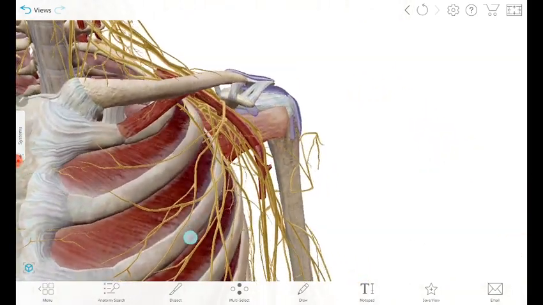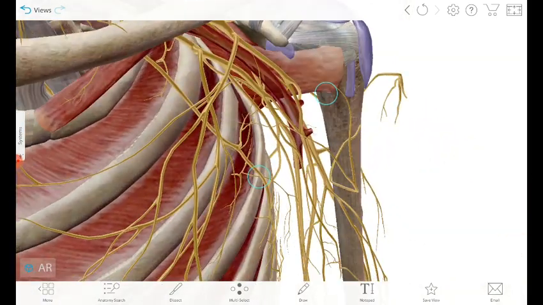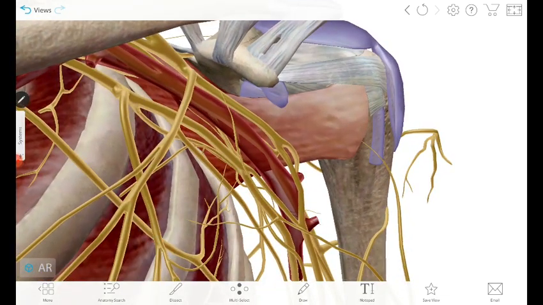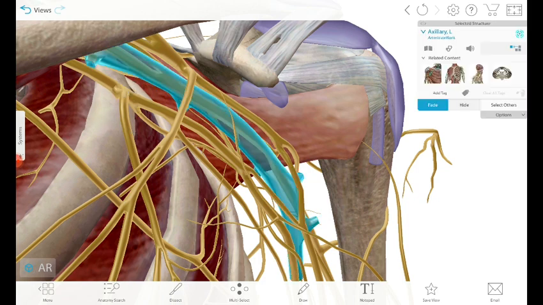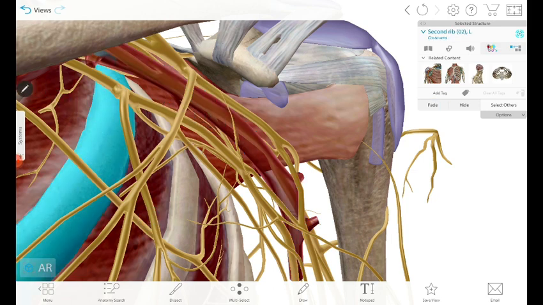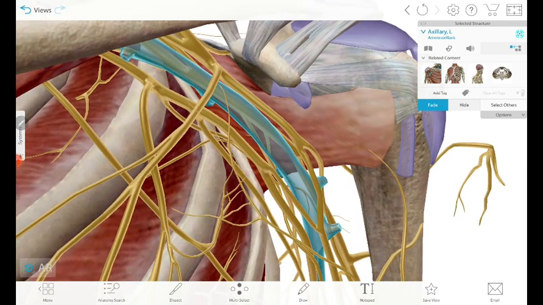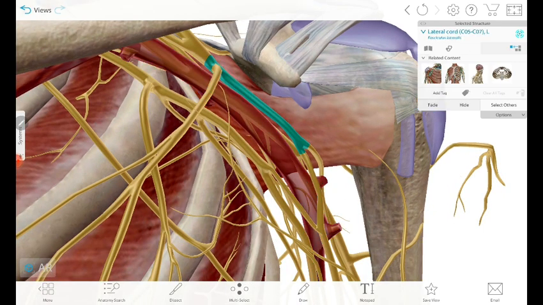So we discussed earlier that there are three cords: the lateral cord, the posterior cord, and the medial cord, and these have been named in relation to the axillary artery. So here in red is the axillary artery. And we can see this cord over here, and a cord which is present beneath the axillary artery, just posterior to the axillary artery. So the one that is lateral to the axillary artery will be known as the lateral cord. So this here is the lateral cord.